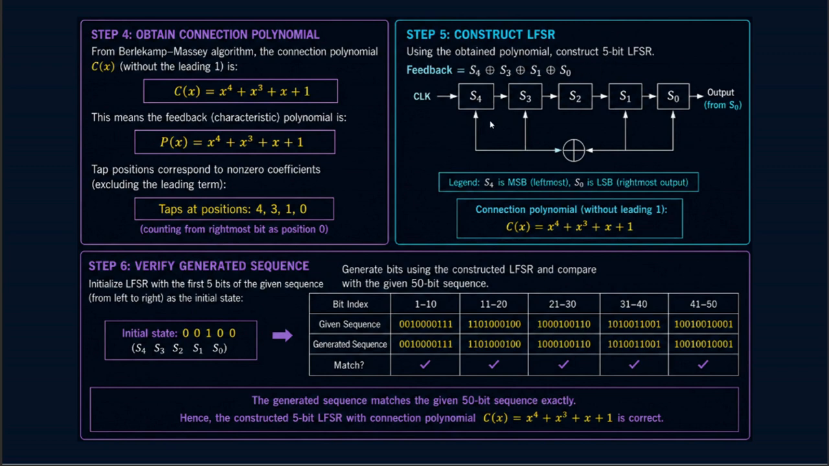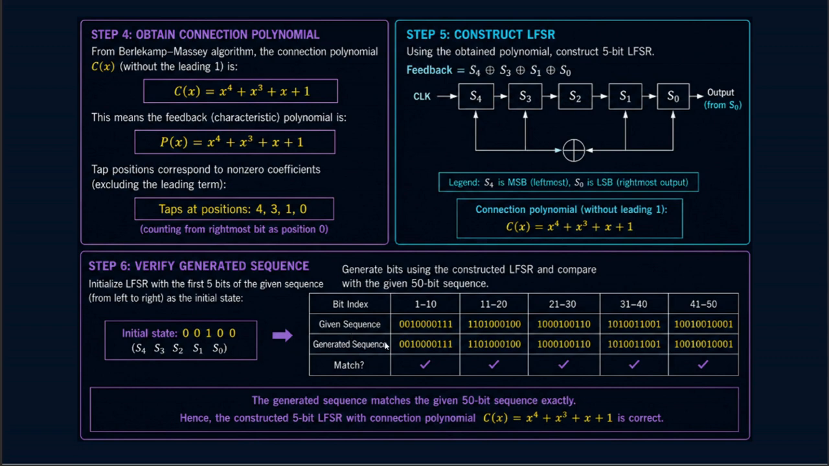Now using the obtained polynomial we construct the LFSR. The feedback equation becomes s4 XOR s3 XOR s1 XOR s0. This means the outputs from those registers are XORed together and the result is fed back into the register. Here s4 is the most significant bit and s0 is the least significant one. Now we initialize the LFSR using the first 5 bits of the observed sequence. The initial state becomes 0 0 1 0 0, which means s4 is 0, s3 is 0, s2 is 1, s1 is 0 and s0 is 0.